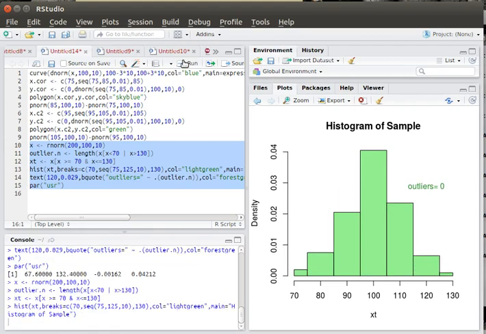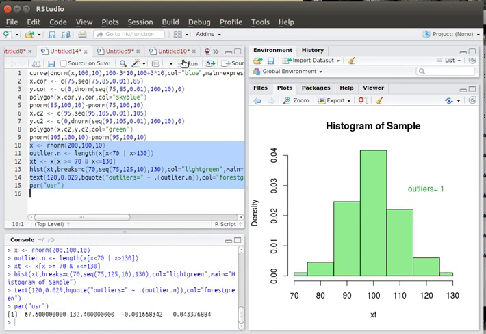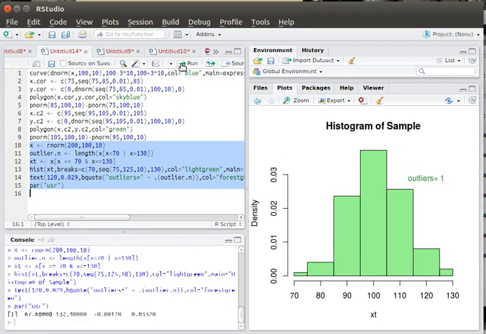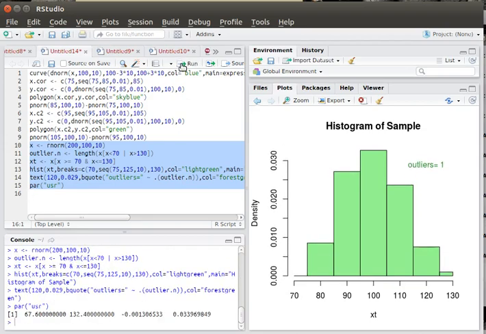So we would expect that if we took a sample from a normal distribution, the histogram of that sample should be relatively normally distributed and that there should be very few outliers, usually no more than one or two.